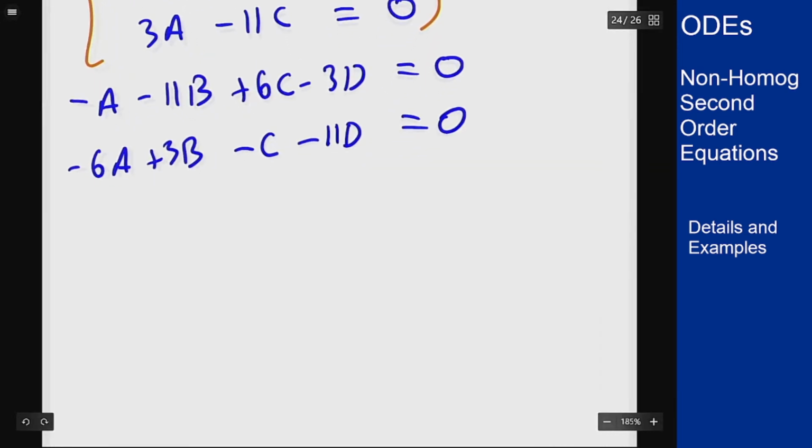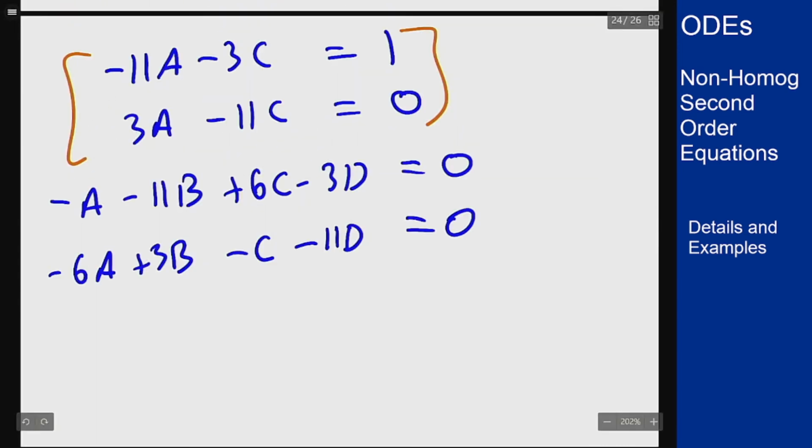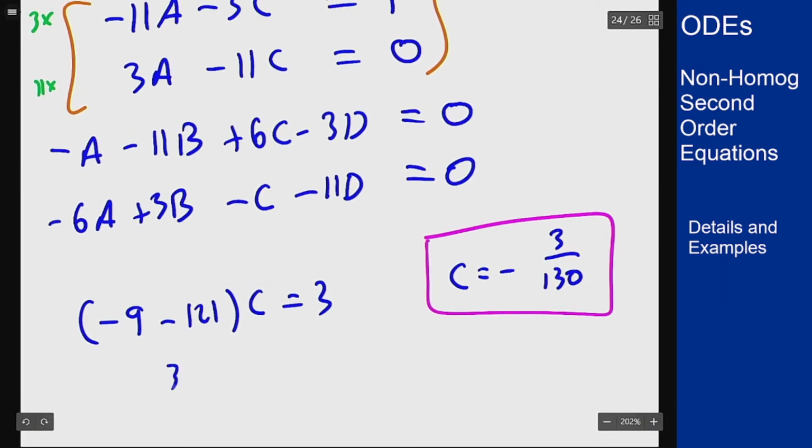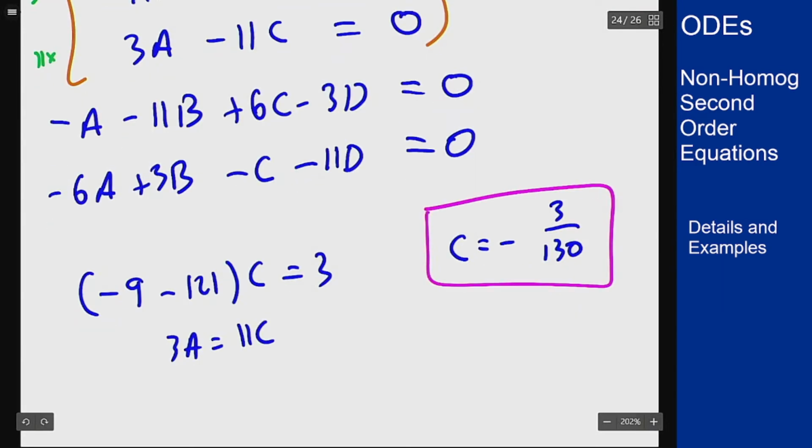So if we do that, I can multiply the first equation by 3, the second by 11, and then add them together. So I'll have 33a with the next one on top, 33a with a plus underneath. And I'll end up with negative 9 minus 121c equals 3. So c is going to be negative 3 over 130. And then from the second equation, I know that 3a is 11c. So that means that a must be negative 11 over 130.